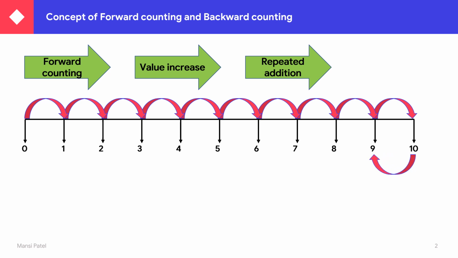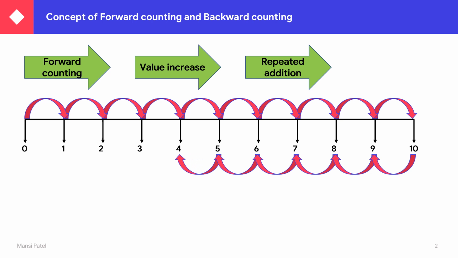Now backward counting: 10 to 9, 9 to 8, 8 to 7, 7 to 6, 6 to 5. In backward counting, the next number is always 1 less than the previous number. So see, here we are on number 5. What is the previous number of 5? That is 6 in backward counting. So we can say that 5 is 1 less than 6.